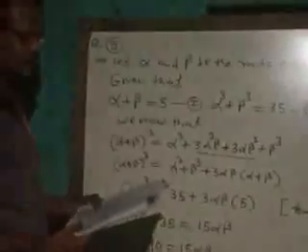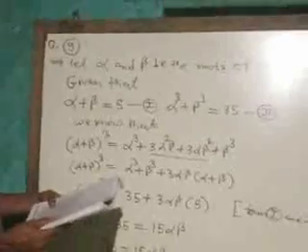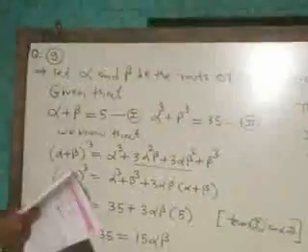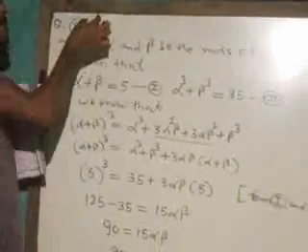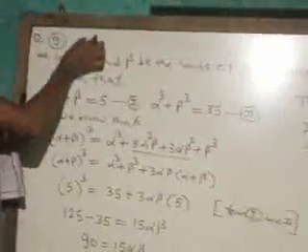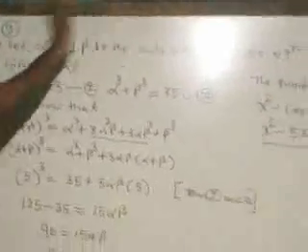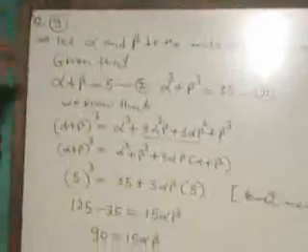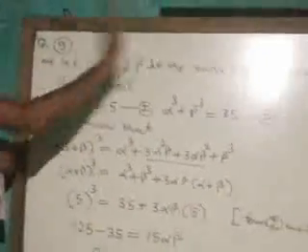Question number 9. The sum of the two roots of a quadratic equation is 5 and the sum of their cubes is 35. Find the equation. Equation means we use that formula x square minus (alpha plus beta) x plus alpha beta equal to 0. We have to find two values, alpha plus beta and alpha beta.